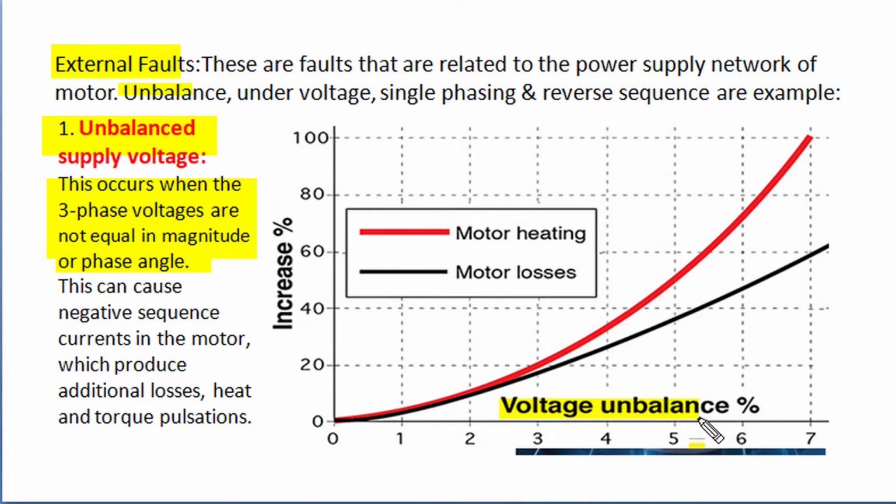So these losses generate heat and torque pulsation and reduce the efficiency of the motor. If the voltage unbalance is small, less than 1%, the effect on motor losses and motor heating, as shown by the black and red curves respectively, is small. But if the unbalance exceeds 2% or more, there is a significant increase in motor losses and motor temperature rise. And if the unbalance in supply becomes 5%, it will increase motor heating by an additional 50%, and we have to derate the motor for safe operation in such unbalanced supply voltages.